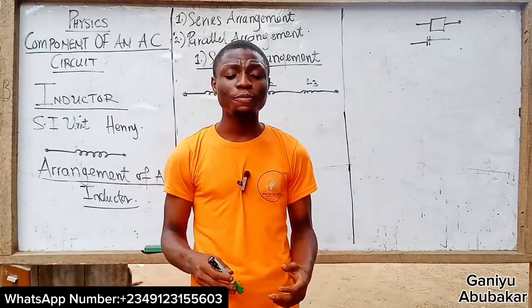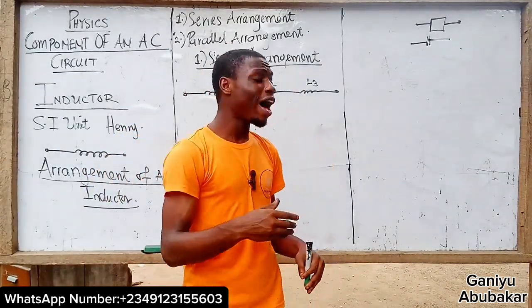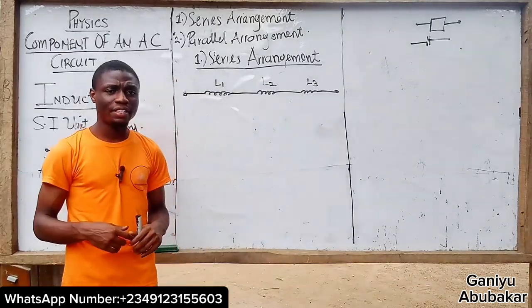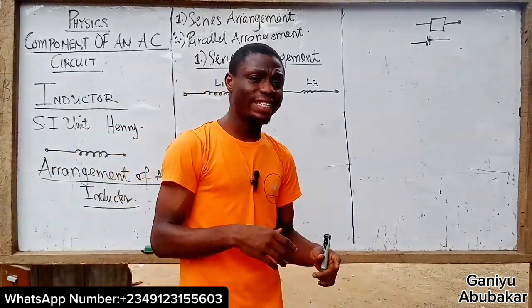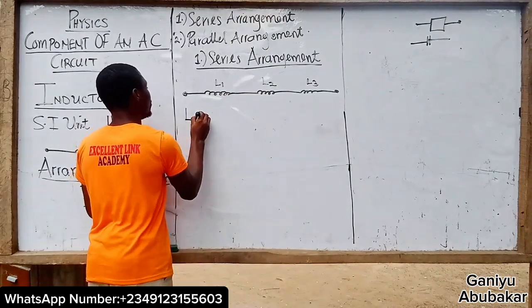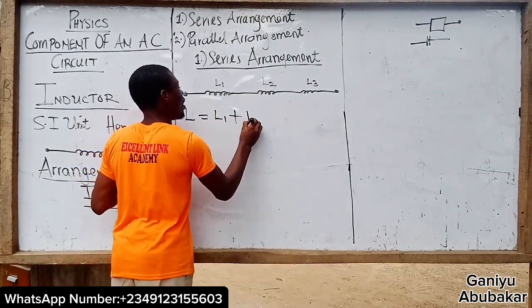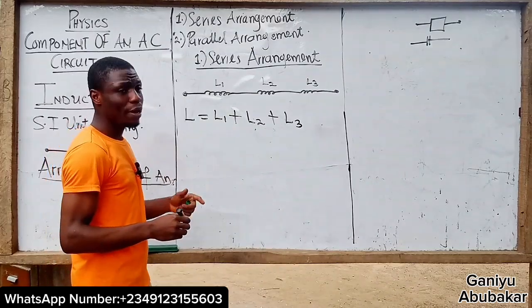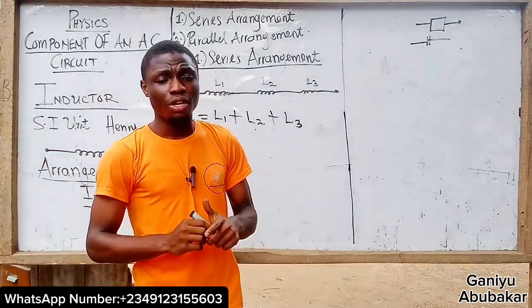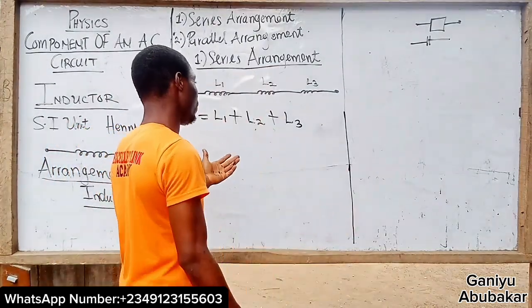Note that for inductors arranged in series, their equivalent inductance is given as L equal to L1 plus L2 plus L3. So this becomes the series mathematical expression for inductors, as you can see in front of you.